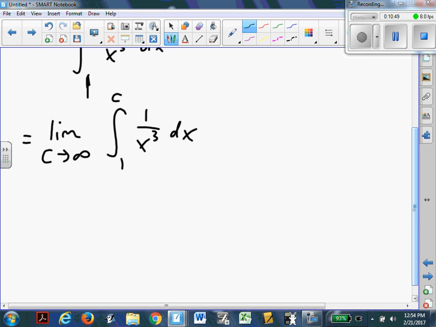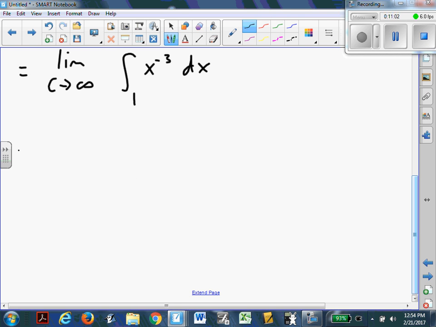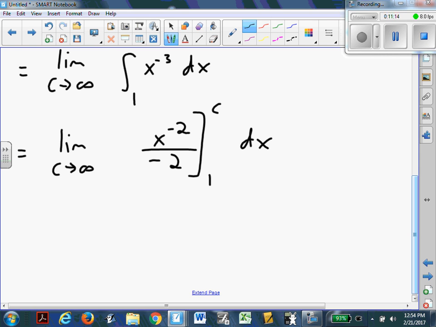And now, we can anti-differentiate this. Remember that this is the same thing, and I'll do this step, as x to the negative 3. So now we have the limit as c approaches infinity of. So we add 1 to the exponent, and then divide by that new exponent. And this goes from 1 to c dx.